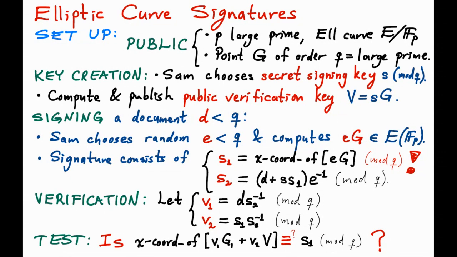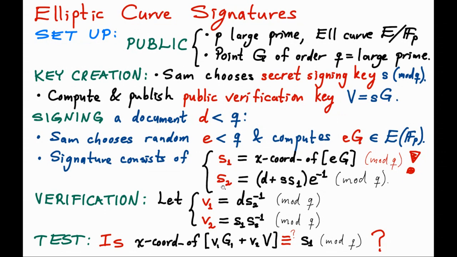So there has to be this agreement that you really are computing the X coordinate of EG, but in the range from 0 to P minus 1, and then you reduce that number modulo Q. That is a non-homomorphic algebraic transformation. It's a valid function and it's perfectly well defined, but it's non-homomorphic. So there's a little bit to be aware of in that.